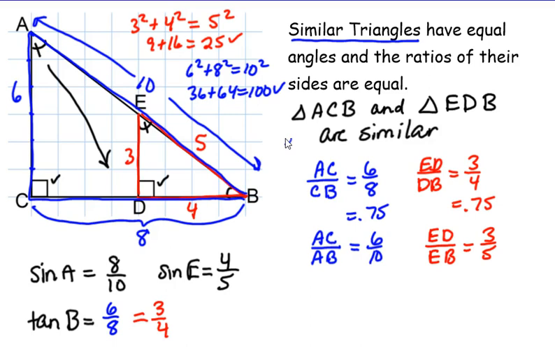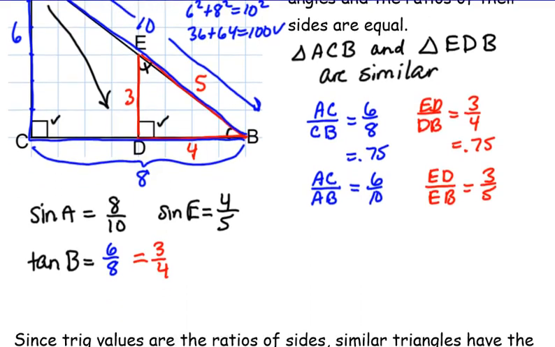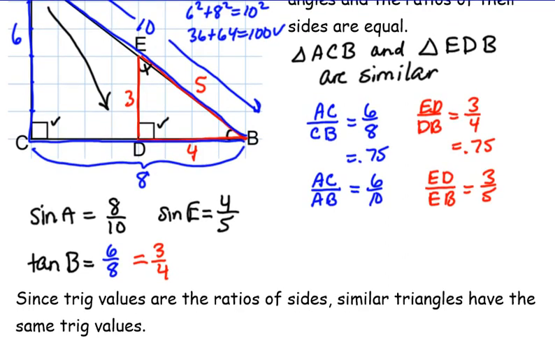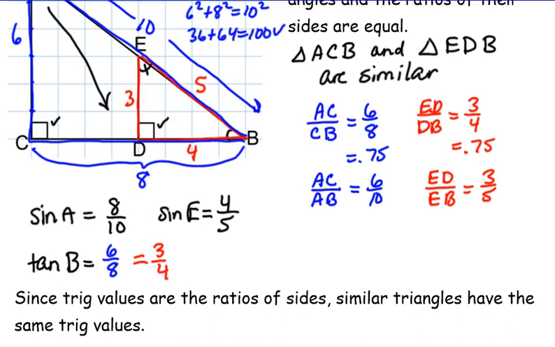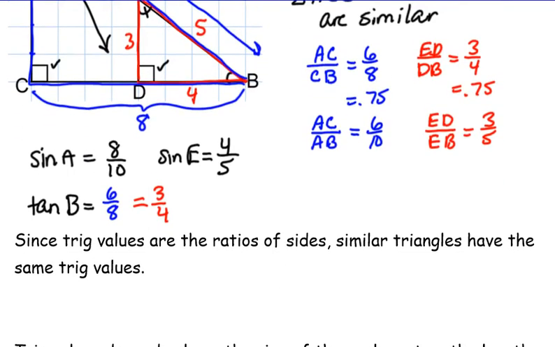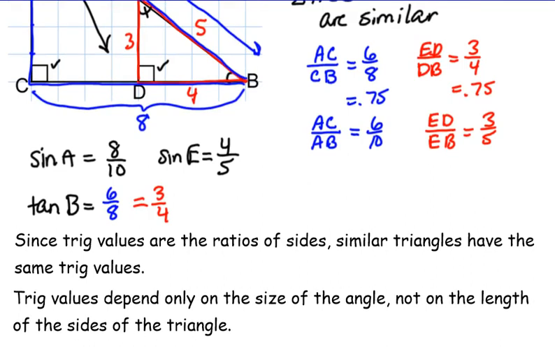So there's a couple summary statements that I want to make for you here. The first one: since trig values are the ratios of sides, similar triangles have the same trig values. Secondly, trig values depend only on the size of the angle, not on the length of the sides of the triangle. So if I have two triangles with the same angle in them, like angle B that I showed you before, it doesn't matter which triangle I use to find the tangent value, I'm going to get the same tangent value. So that's important to remember.